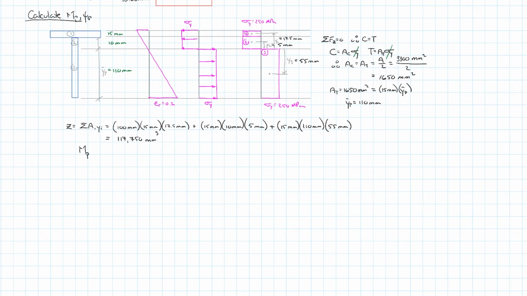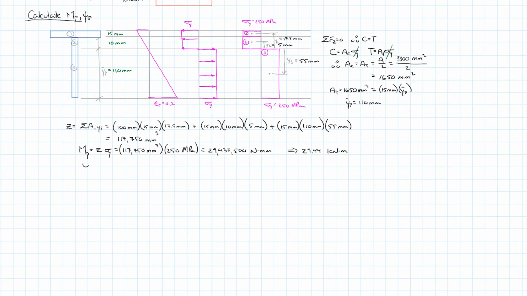And that was useful because we know that our M sub P is equal to our plastic section modulus times our yield stress, which is equal to 117,750 millimeters cubed times 250 megapascals, or 29,437,500 Newton millimeters, or 29.44 kilonewton meters.